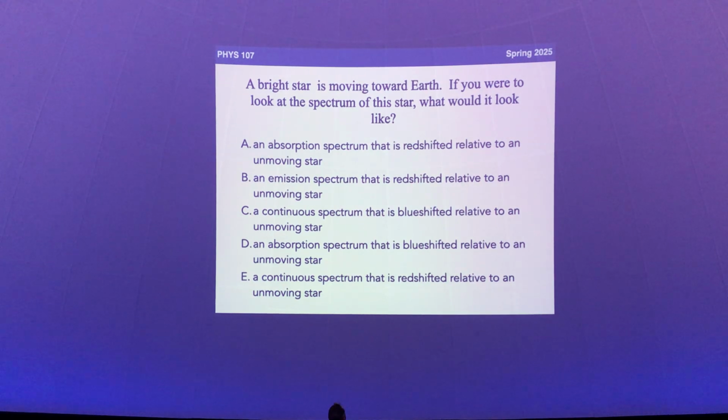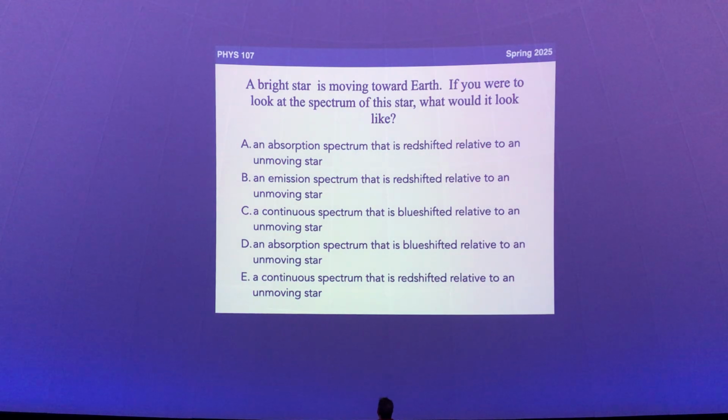So you'll go, nope, nope, nope. Has to be one of those two. Is it a continuous spectrum or is it an absorption spectrum? Well, it has an atmosphere, so an absorption spectrum would tell us if it has an atmosphere, a cloud around, right, an atmosphere around the star, you see absorption features, so an absorption spectrum, and it's blue shifted relative to an unmoving star. Well done.